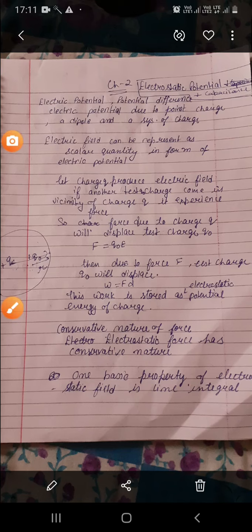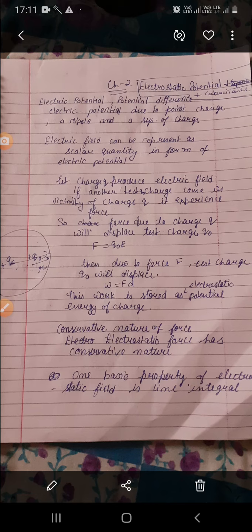Hello everyone, today we will discuss chapter 2, electrostatic potential and capacitance, of class 12 physics. In this chapter we will discuss today's topics: electric potential, potential difference, electric potential energy, and first of all the conservative nature of the force.